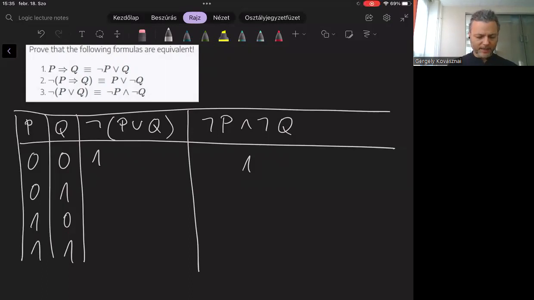In the second interpretation, yeah, the disjunction is 1. So if we negate it, we get 0. And let's evaluate the second formula. Not P is 1, not Q is 0. This means that the conjunction is 0. So again, also in this interpretation, the two values are the same. Let's continue with the third interpretation. It's not a surprise that the value is 0 here and 0 here.